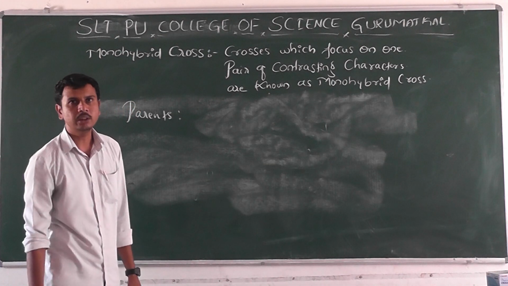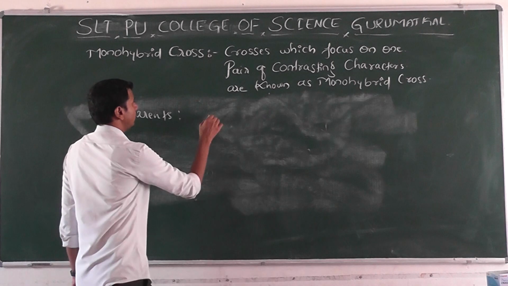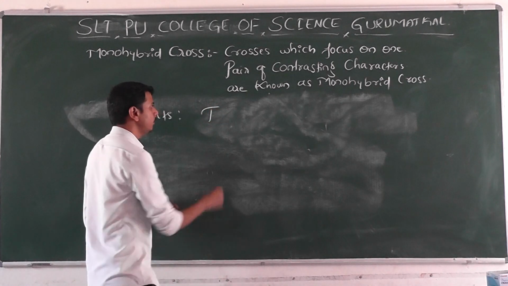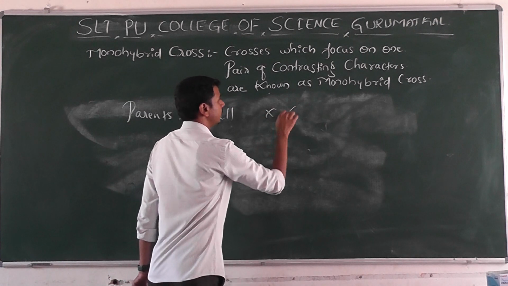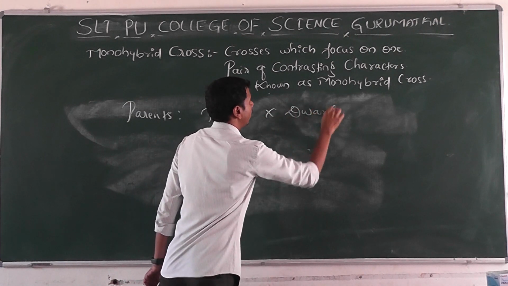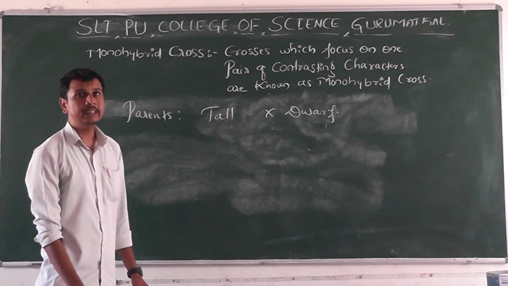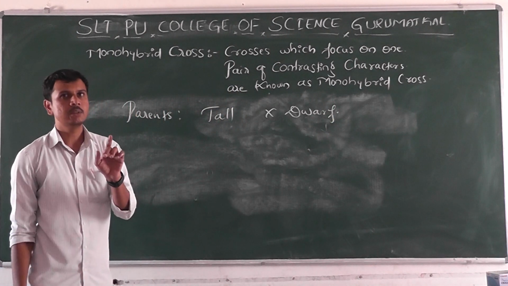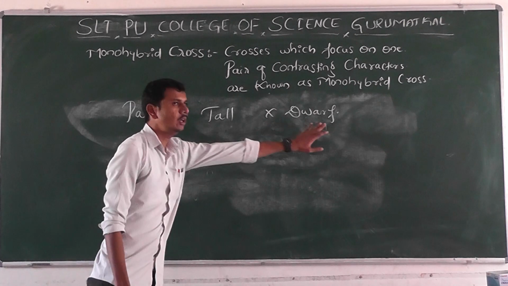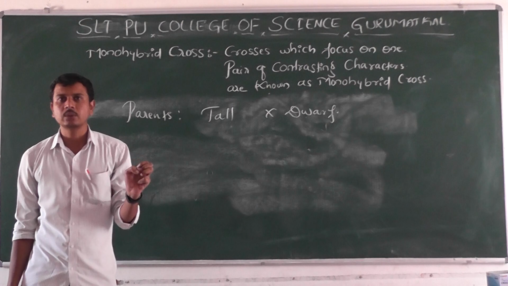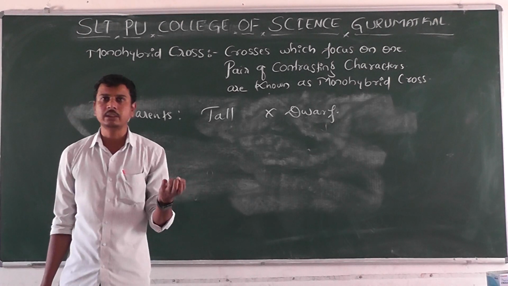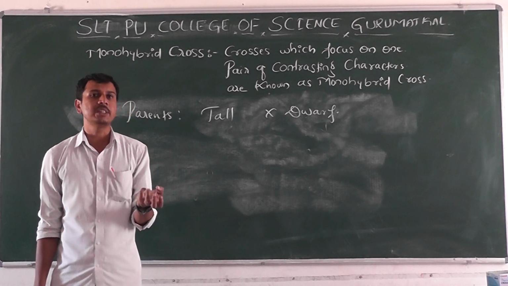We are going to concentrate on the height of the stem. In the case of the height of a stem, one plant will be tall and another one will be dwarf. So you can see that we are going to cross between the tall and the dwarf plants. We call them pure plants, because pure genes are present in them.